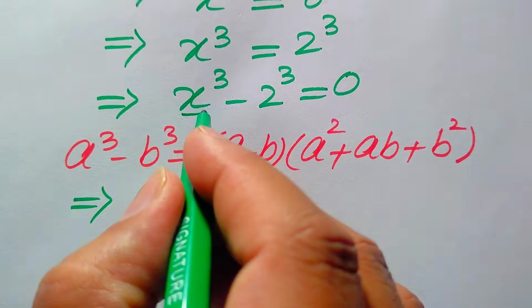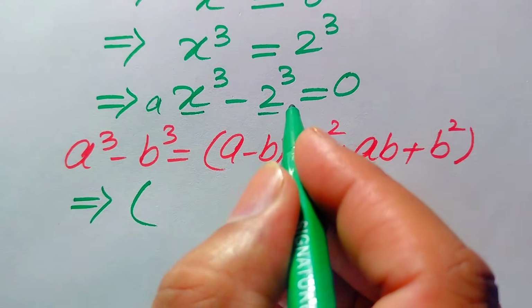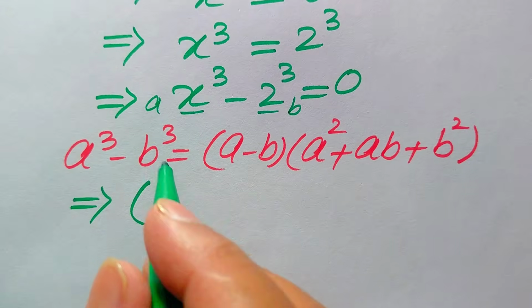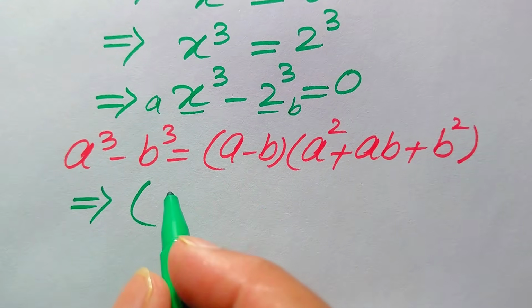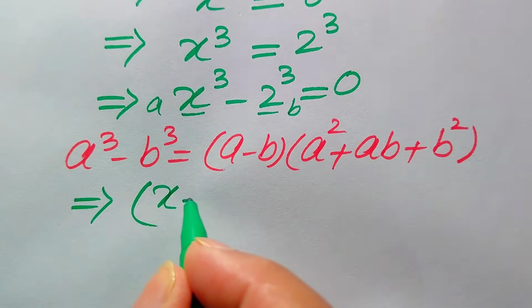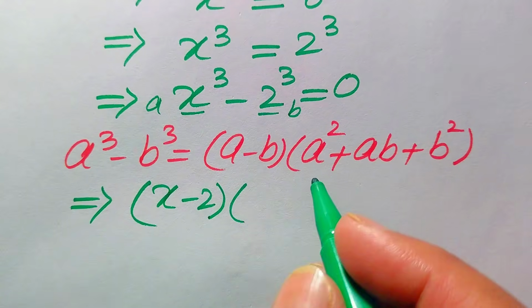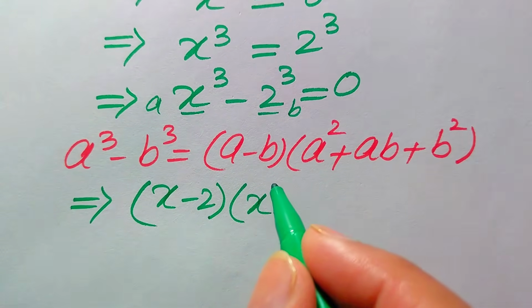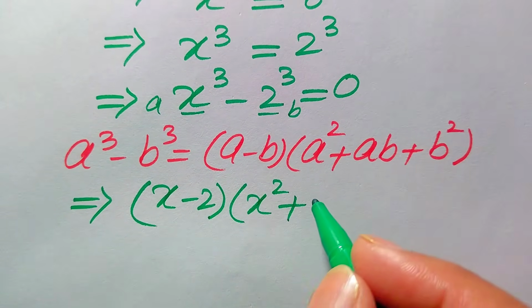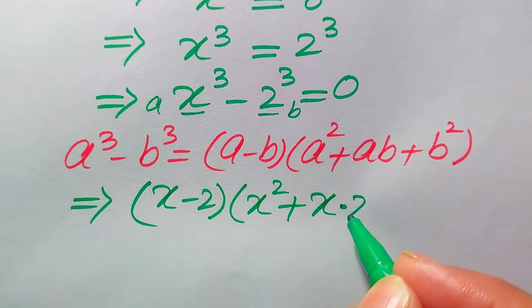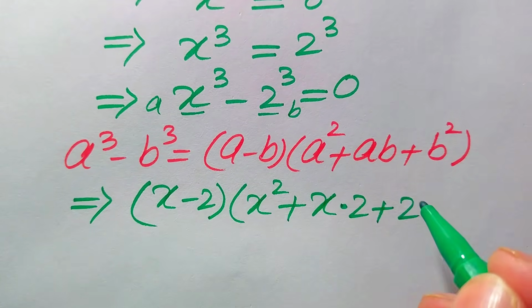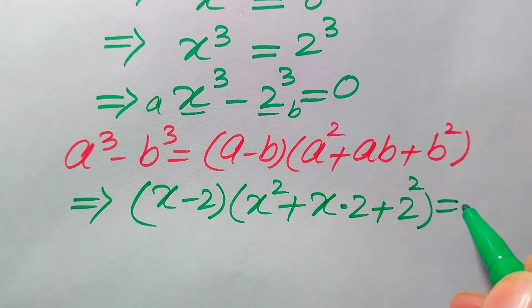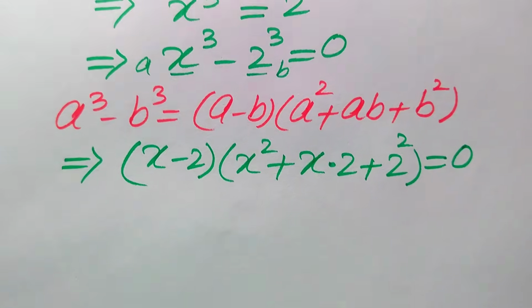Here the value of a is our x and the value of b is our 2. So we substitute the values of a and b in this formula, and it is written as x minus 2 times a square, which is x square, plus ab, where a is x and b is 2, plus b square. So b square is 2 square, and this whole equation equals 0.